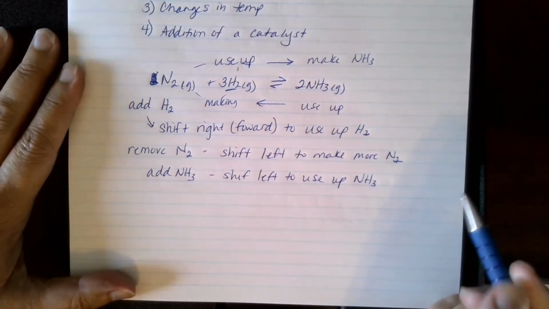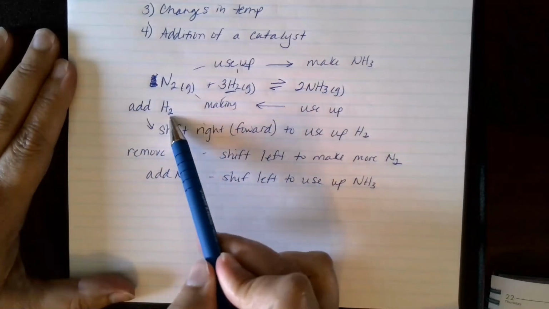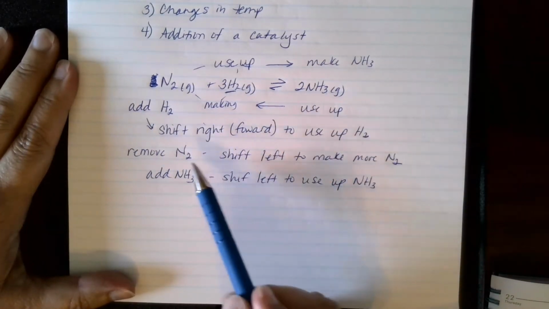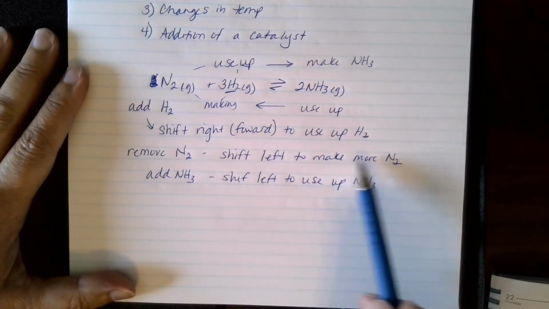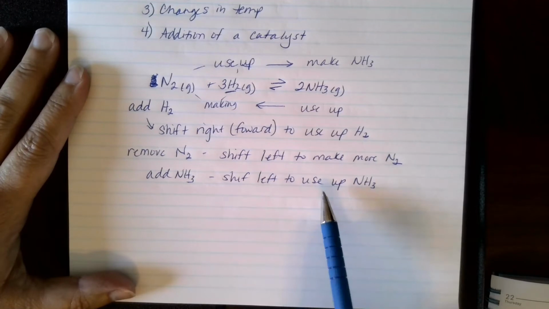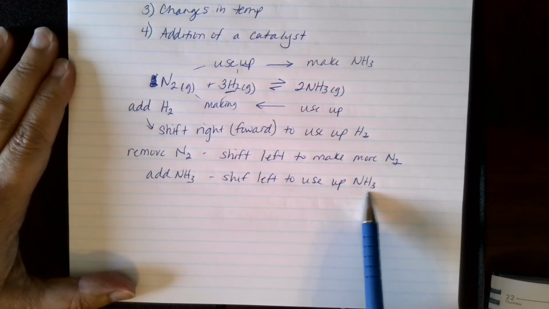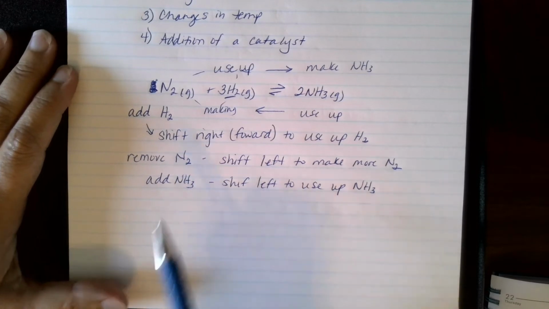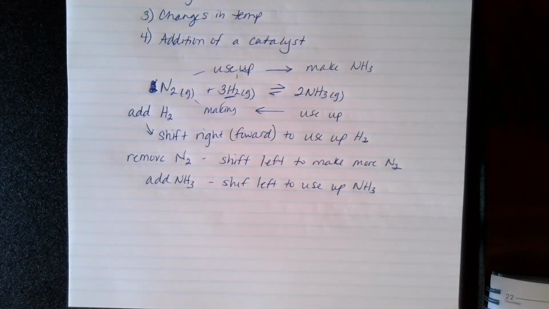Okay, so we are always doing the opposite. If I added hydrogen, it wants to use it up. If I take something away, it wants to make more. And if I add something, once again, it wants to use it up. So it's going to shift in the direction that does the opposite of whatever it is you're doing. Okay, then we're going to look at changes in volume.